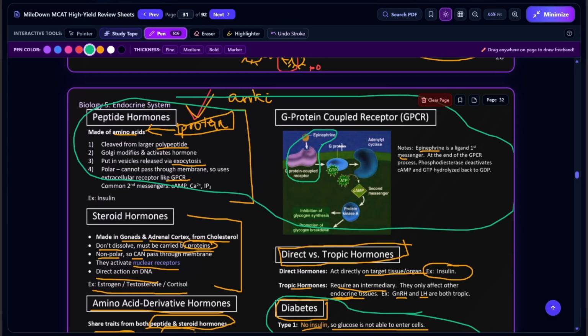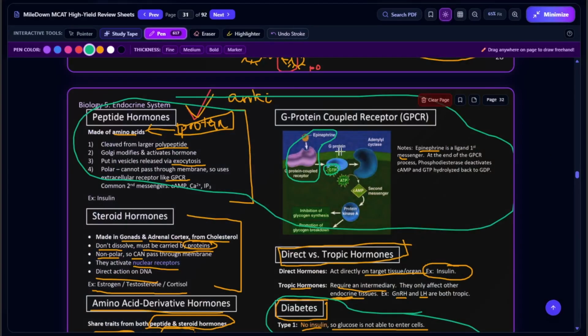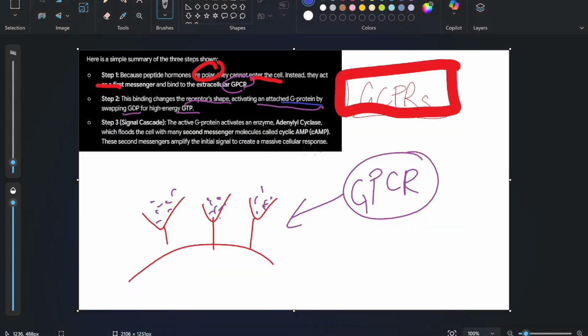And then the G protein has a GTP, and it's going to activate an attached G protein. So this is the attached G protein over here, right? What happens is that it swaps GDP for high energy GTP, which is triphosphate, and this would be diphosphate. In other words, it's getting more energy, is all I'm going to say.